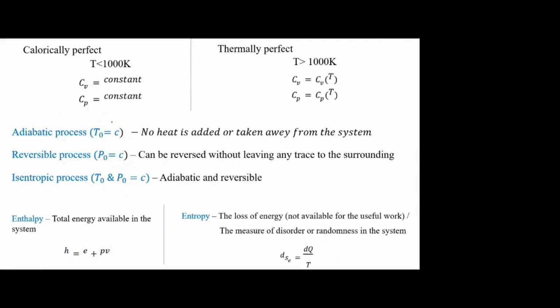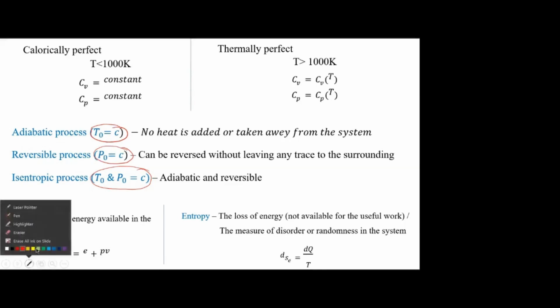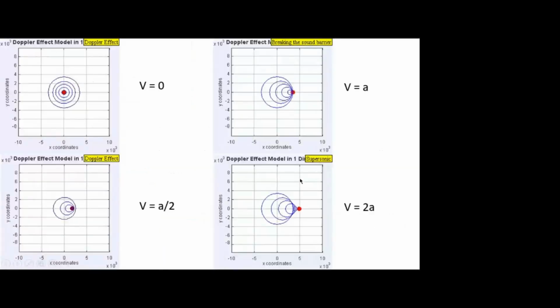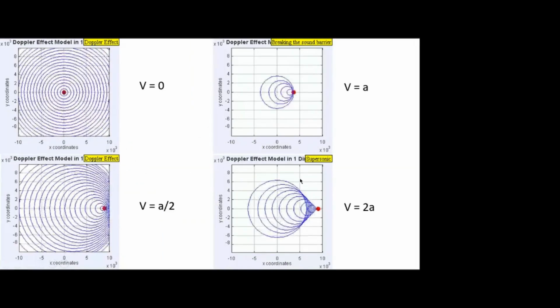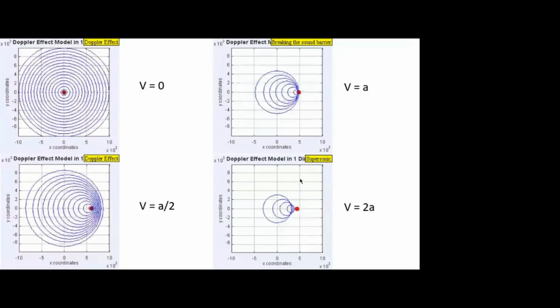So don't forget, these are very important conditions. Okay: adiabatic, T0 is constant; reversible, P0 is constant; isentropic, T0 and P0 both are constant. Throughout this calculation, we will use these conditions. Okay, so up to that, the basic definitions are over.